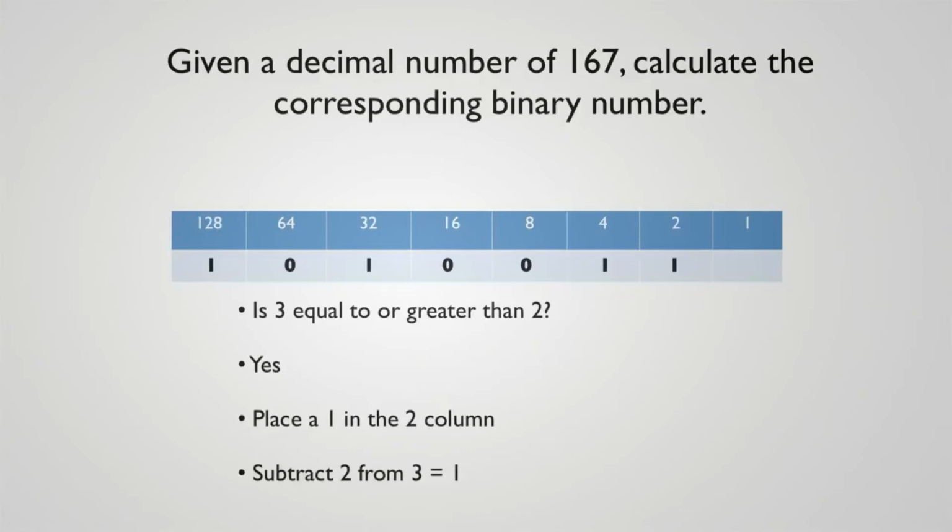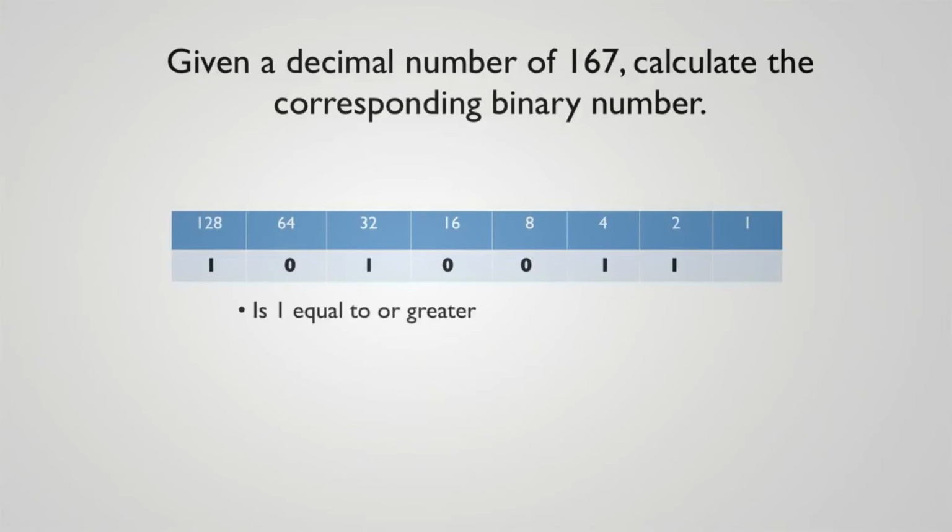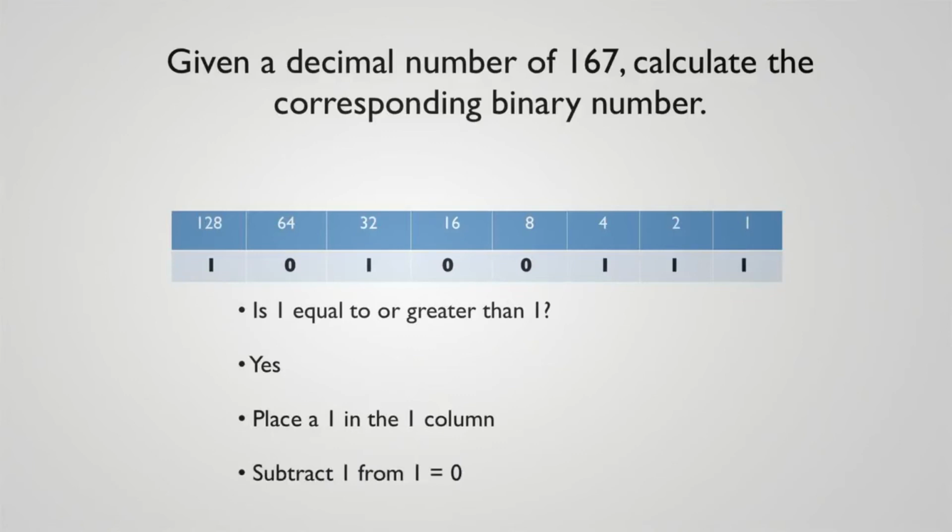We're going to subtract 2 from 3, and that's going to be a 1. We're in our final column. Is 1 equal to or greater than a 1? Sure, it's equal to 1. Yes, it is. We'll put a 1 in the 1 column. Is there any difference? No, there's no difference. 1 from 1 is 0.